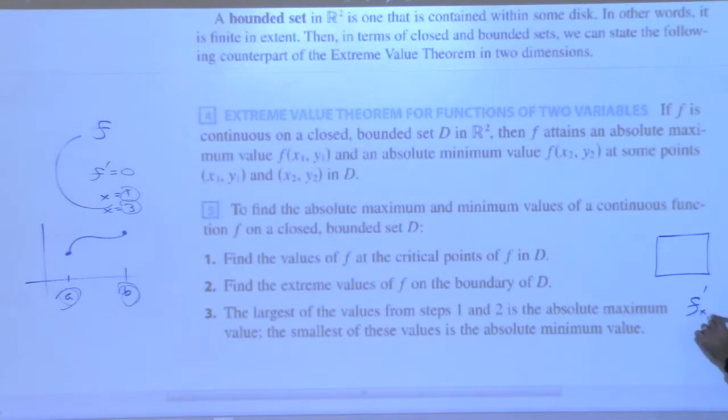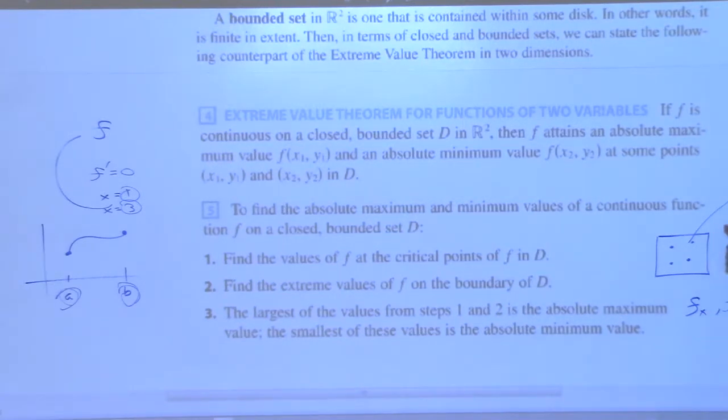Now that means I'm going to take those two partials, set them equal to 0, and I'm going to get critical points here. And maybe those critical points are in here. And those will be numbers, or points, that I will take and plug back in to the original function and figure out how big they are.